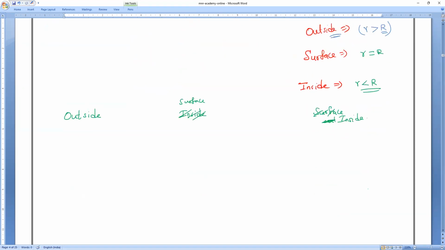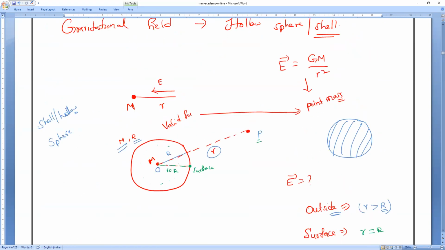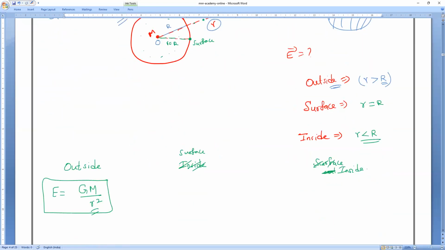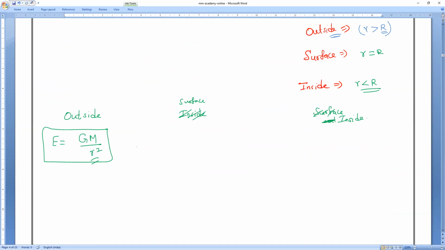Clear? So E outside, please remember, is equal to capital G into capital M divided by r square. That's the formula. Clear, everybody? But does this r remain constant? For example, Rudreshwar has been taken here, Pradosh will take here, Naren will take here, Laksha will take here, Isal will take here. Does r remain constant? So E outside is continuously variable. Understanding?